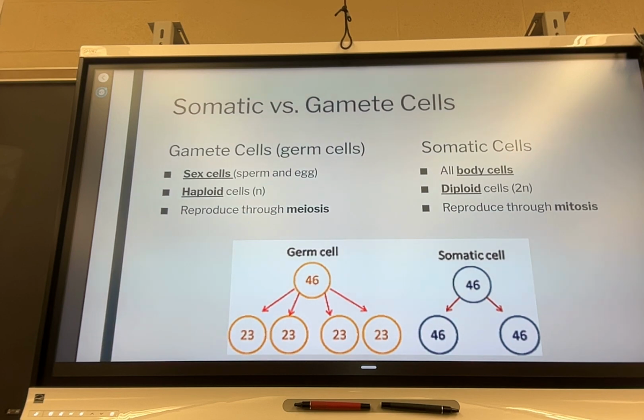On the board. They are diploid. They are our body cells. So all of your skin cells, all of your muscle cells are all going to be somatic cells. They are diploid, so they have the proper amounts of DNA for your organism. In this case, we have 46 chromosomes, and they're going to reproduce through mitosis. So that's what we've been talking about.